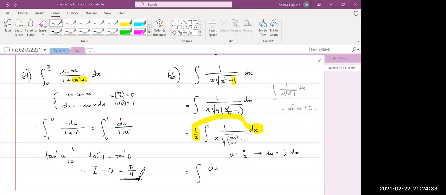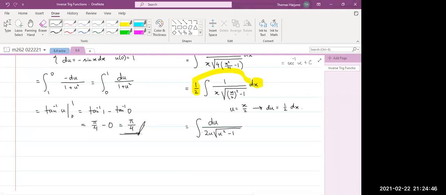Okay, now how about x? x is 2u now, right? Square root of u squared minus 1. Now the thing is, the integral of this guy here is what? That is secant inverse.